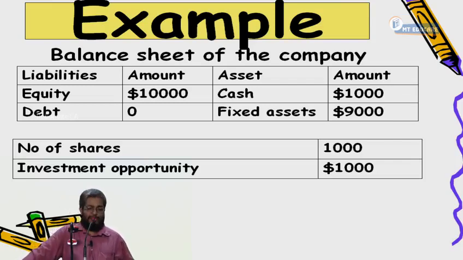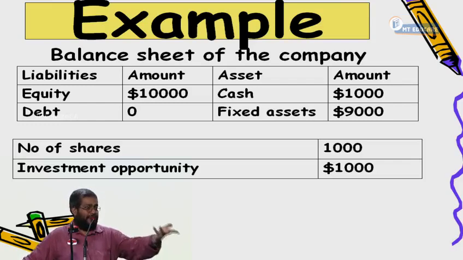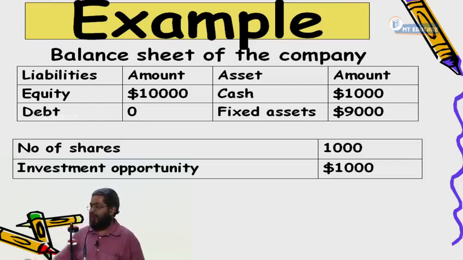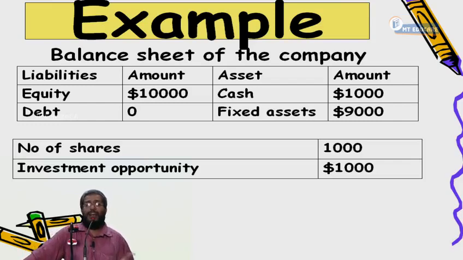The value of equity is derived from... Tell me, equity is a real asset or financial asset? Financial asset. It always has value only from what? Real assets. Okay. The value of equity is derived from the value of assets of the company.